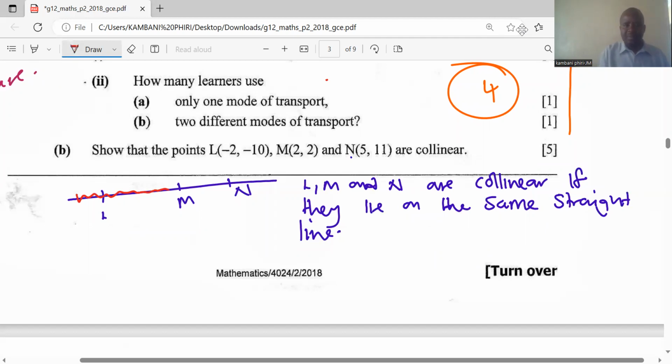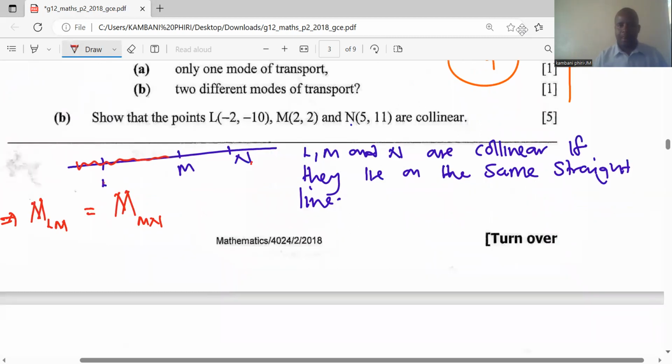If I can find the gradient of LM, and this gradient is equal to the gradient of MN, then the points are collinear. Or if the gradient of LN is equal to the gradient of NM, the points are collinear. So you check for the gradient. If the gradient is not the same, then you say they are not collinear. You cannot conclude anything else. All right?